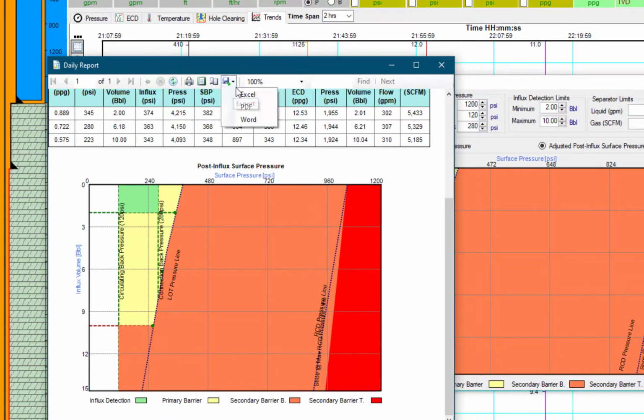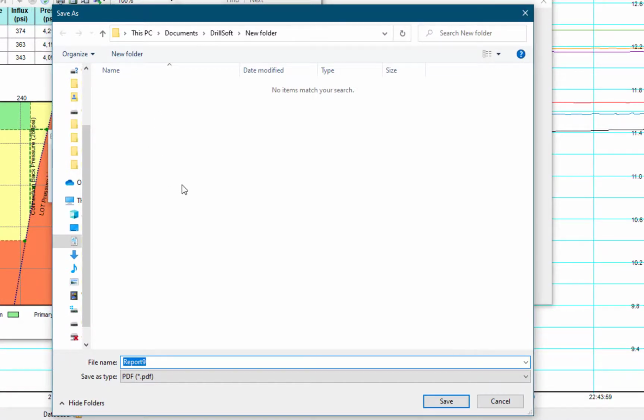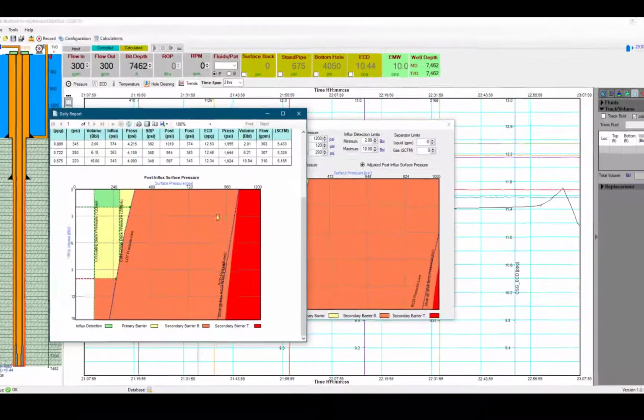And you can always save this report as a PDF file. So I'll call this IME final post. Save it. And I would be able to open this as a PDF file.